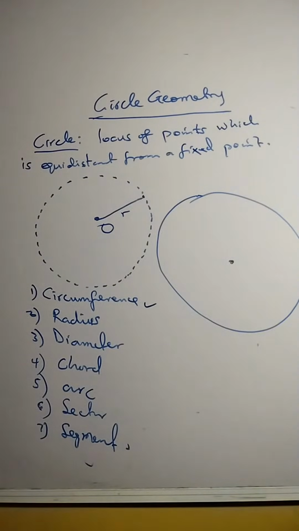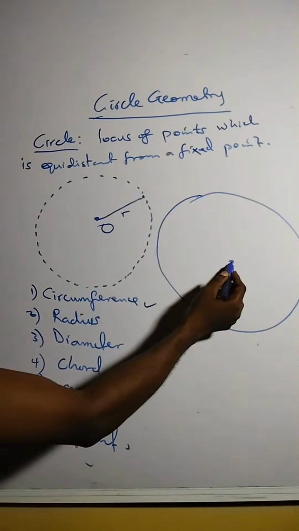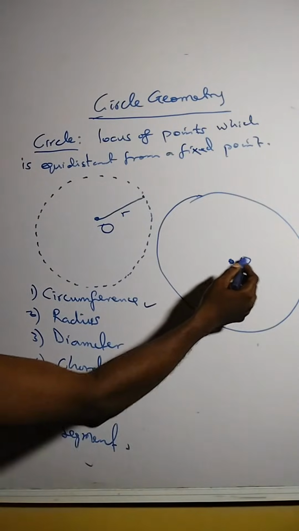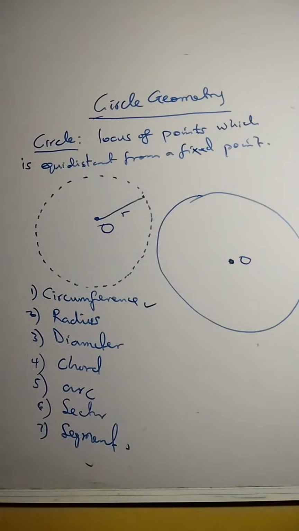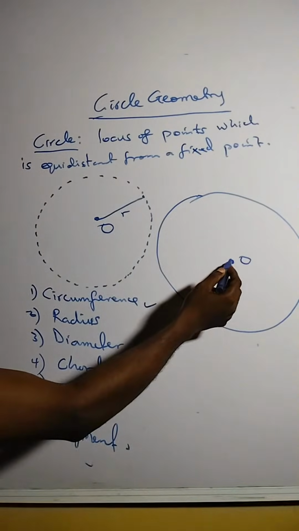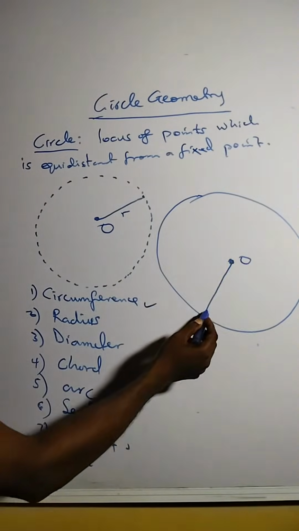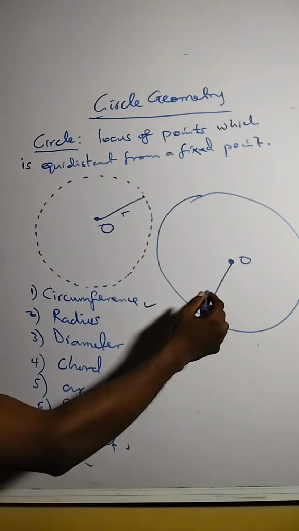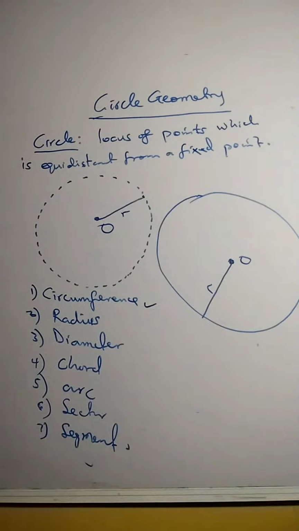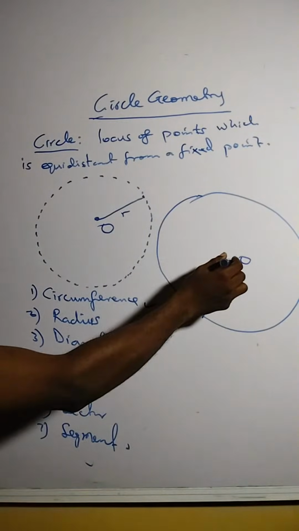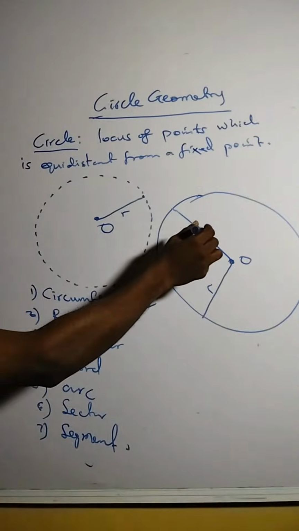And also radius. Radius can be defined as the distance from the center of the circle to any point on the circumference. So when we draw a line from the center to any part of the circumference, this line drawn is referred to as radius. So that is a radius. It could be to any part. It could be from here to here. It still means the same thing as radius.